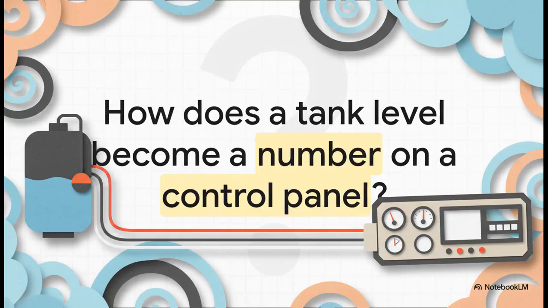Think about something as simple as a fuel tank. How does a physical thing, the actual level of fuel, get turned into a number on a screen that an engineer can trust with their life? Well, that's exactly the mystery we're going to unravel in this explainer.